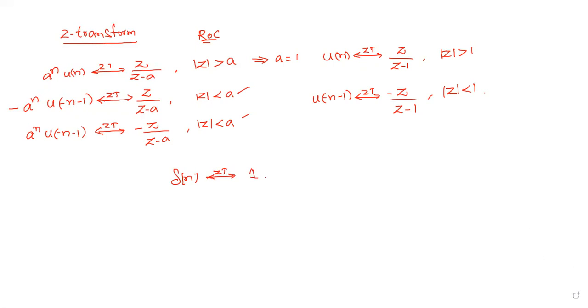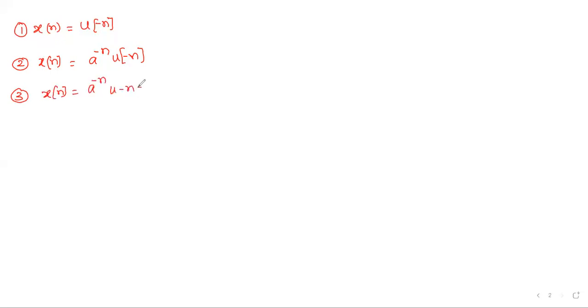Now along with this, we will discuss some important problems. Like the first problem, x of n is equal to u of minus n. And I will list out the problems so that whenever you want to refer, it is easy to recall from here. Second, x of n is equal to a power minus n, u of minus n. Third one is x of n is equal to a power minus n, u of minus n minus 1. Fourth one, x of n is equal to minus a whole power n, u of minus n.